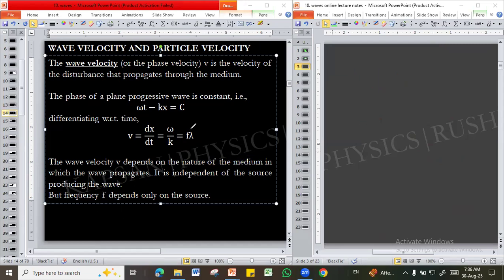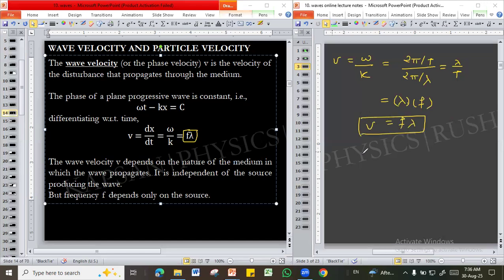Let us try to understand how this formula has been derived. Now we know the speed of the simple harmonic wave is omega upon k. What was omega? 2 pi upon time period. What was k? Similar to 2 pi upon T, we can write 2 pi upon lambda. What will be this? Lambda upon T. Lambda is wavelength, and 1 upon time is frequency. So do you know this formula? Speed is equal to frequency into wavelength. V is equal to f lambda.